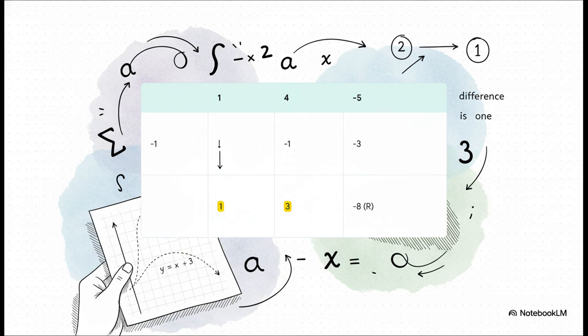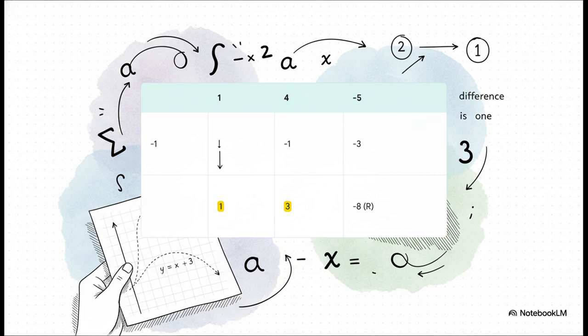Okay, example 1. First things first, check the degrees. We've got degree 2 on top, degree 1 on the bottom. The difference is 1, so we are good to go. Since the divisor, x plus 1, is a nice, simple linear term, we can use synthetic division.